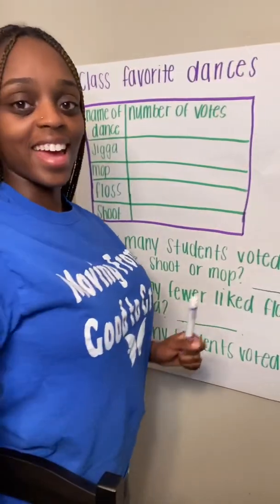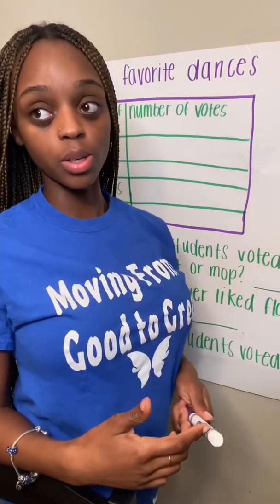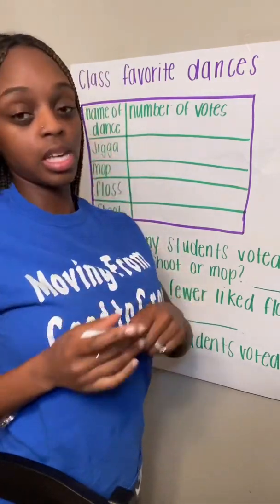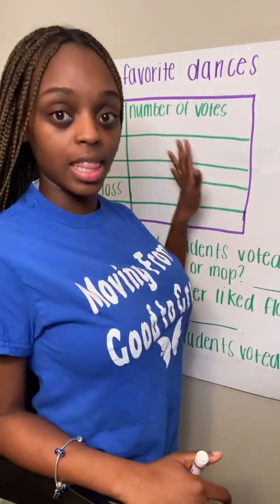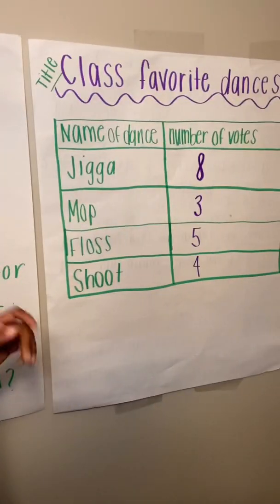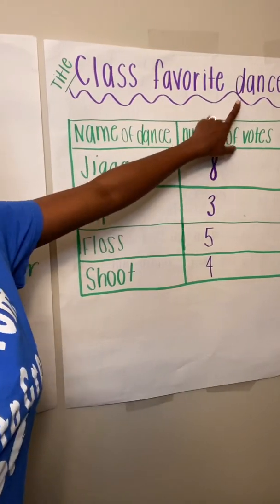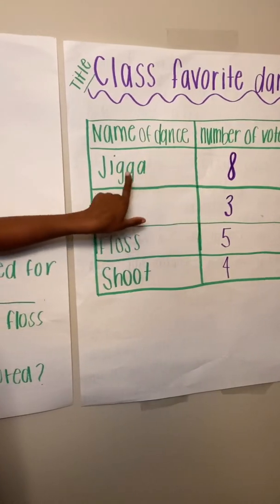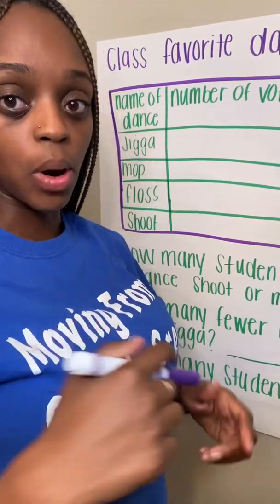Oh, okay, so it's already written out for us, and we're also going to answer questions based on the data that we collected. So we are going to use the table that we just looked at in order to put it on this table. So let's start from the top. We said that out of the class favorite dances, eight students liked the dance jigga. So we have to show that with tally marks.